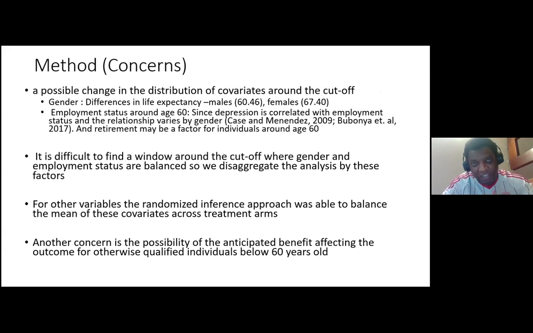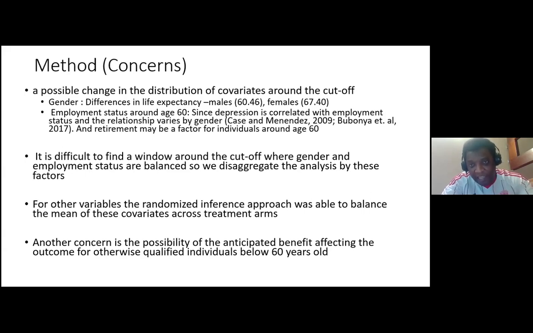The assumption is that for all the other covariates, there is no jump across the threshold. But there are factors that we know can change because of that threshold of 60 years. For example, in terms of gender, life expectancy, at least in 2017, between males and females in South Africa is very different. For males it's 60.4, and for females it's 67.4. So there's a chance that we may have more females on the treatment side of the analysis than on the control side.